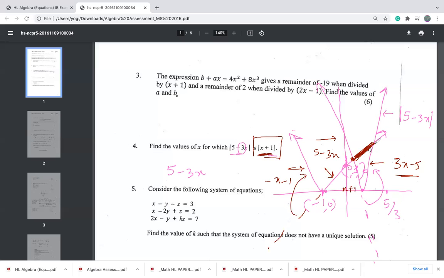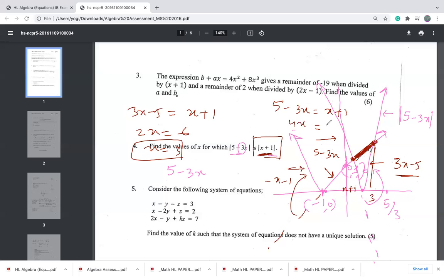Then you find the intersection of these two. First, 3x minus 5 equals x plus 1, so it becomes 2x equals 6, so x is 3. So you got this intersection as 3. Similarly, for this intersection, it'll be 5 minus 3x equals x plus 1, because I'm finding the intersection of x plus 1 with 5 minus 3x. It becomes 4x equals 4, so x is 1. So this x coordinate is 1. You can see the correct answer is x between 1 and 3. That's how you solve this kind of question.